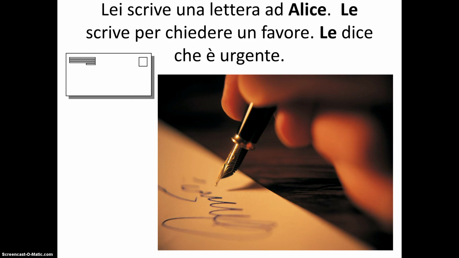Lei scrive una lettera ad Alice. Scrive ad Alice per chiedere un favore. Dice ad Alice che è urgente. Instead, Alice, the indirect object, is replaced by the indirect object pronoun lei. We use this same pattern in English. Instead of saying, she writes a letter to Alice, she asks Alice a favor, she tells Alice it's urgent, we say, she writes Alice a letter, she asks her a favor, she tells her it's urgent.